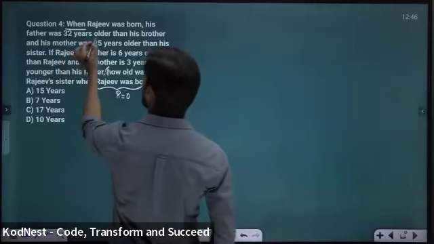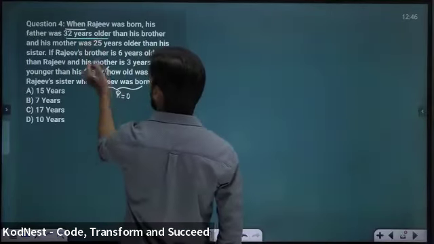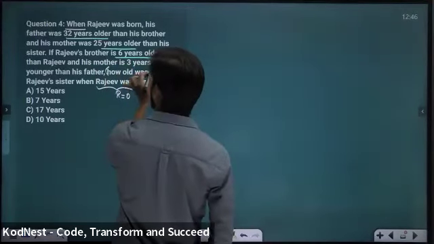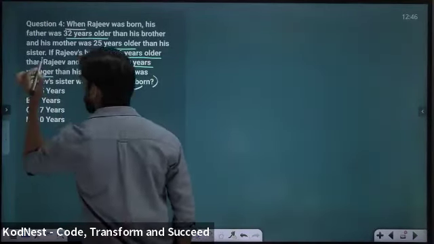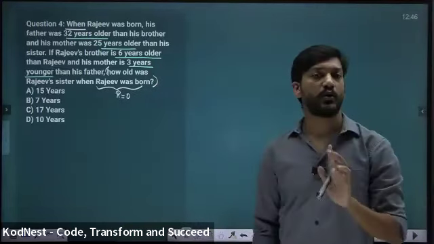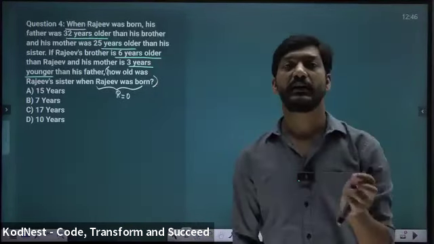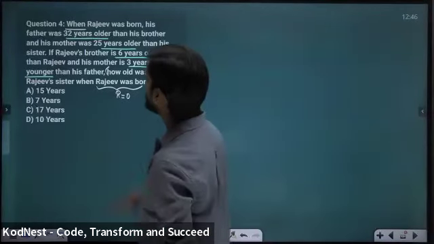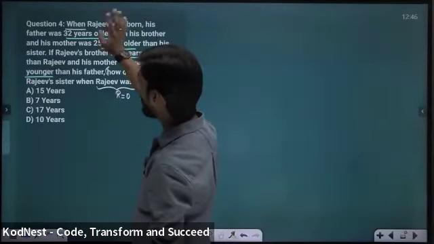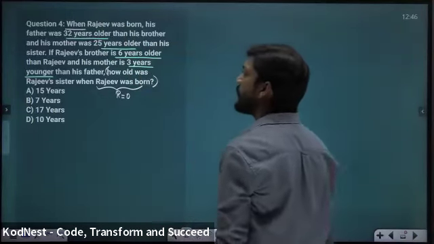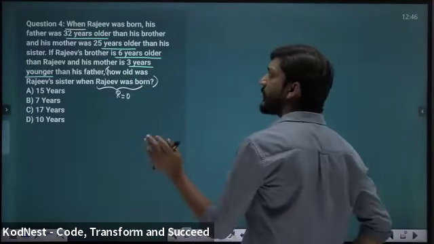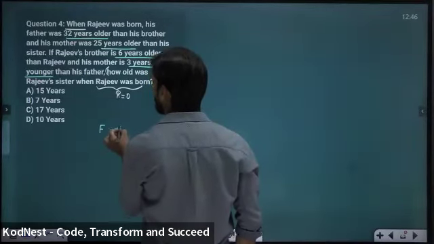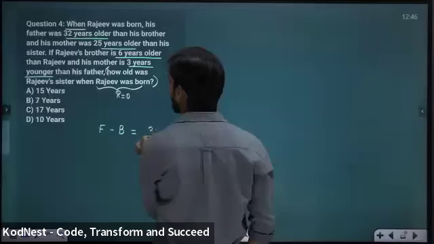Okay, see please. 32 years older, 25 years older, 6 years older, 3 years younger. Older, younger, all these statements mean that they are age differences. So the first statement, it doesn't matter when. When Rajiv was born, father was 32 years older than brother. So can I say father minus brother, age difference is 32?